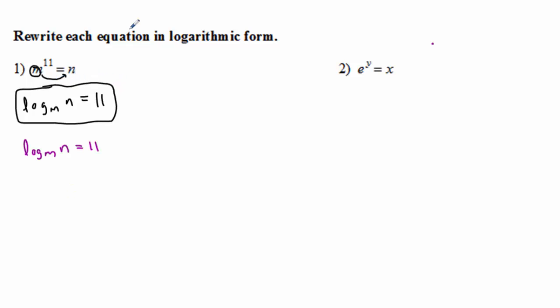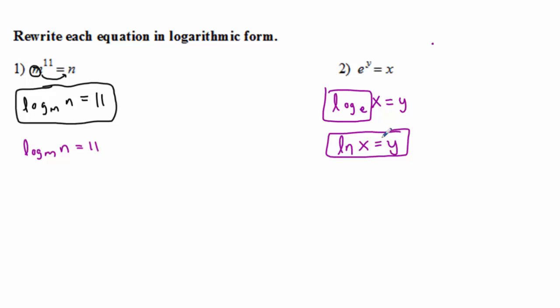Number 2, we have e to the y equals x. We want to rewrite it as a logarithm. So our base is e, then we put x, and it equals our exponent y. Now, we have to remember we can write this as something else. Log base e is special because that's the natural log, or ln, of x equals y. So that's our best answer there.